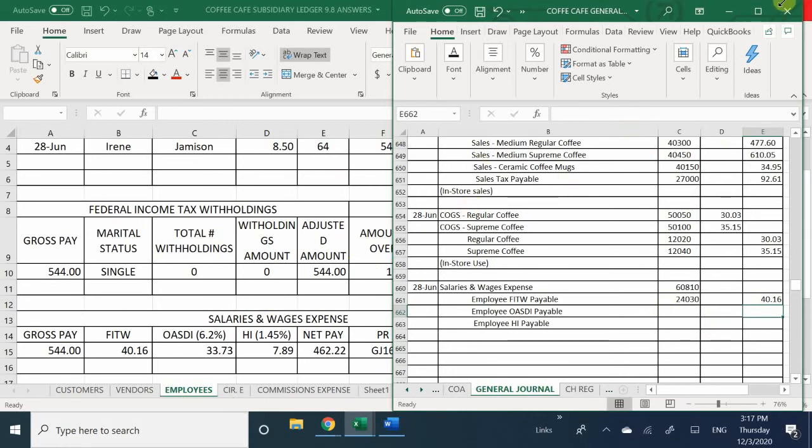What is the account number and the amount? The account number for that one is going to be 24040. And the amount on that one is going to be the $7.89. The OASDI? Oh, I'm sorry, $33.73. Okay. And then the employee HI?